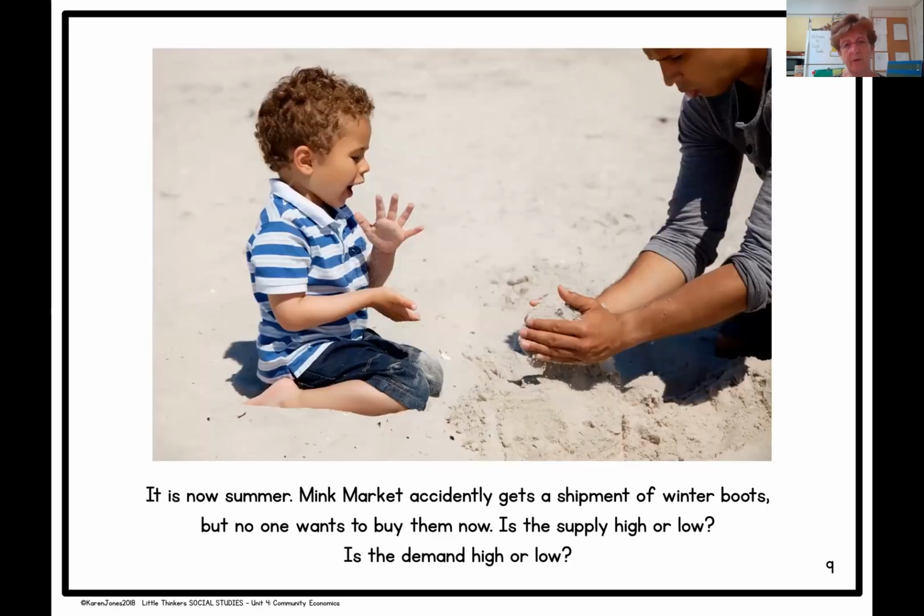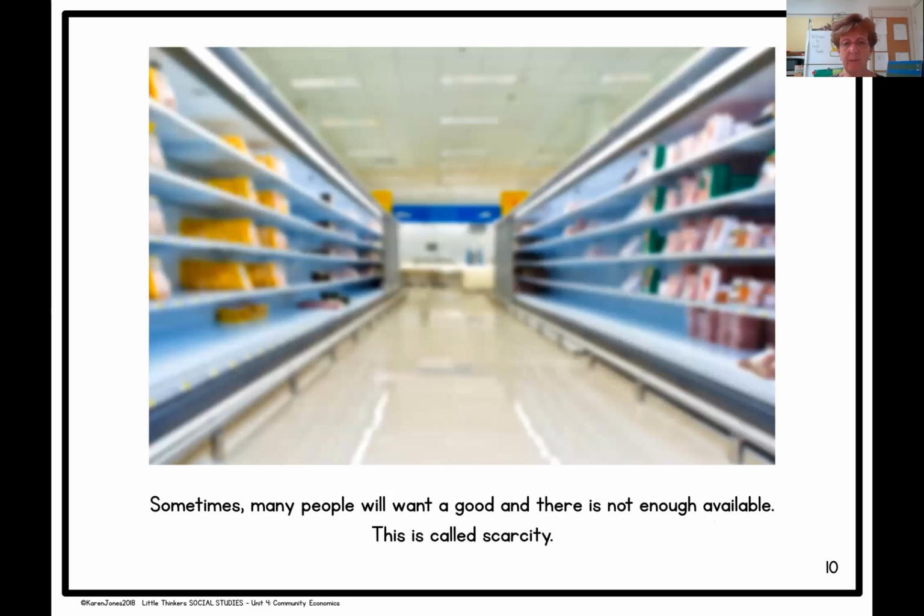It is now summer. Mink Market accidentally gets a shipment of winter boots, but no one wants to buy them. Is the supply high or low? You're right. They just got a shipment, so the supply is high. Is the demand high or low? You're right again, it's low. Why is it low? Because it's summer and nobody needs boots in the summer. Sometimes many people want a good and there is not enough available. This is called scarcity.